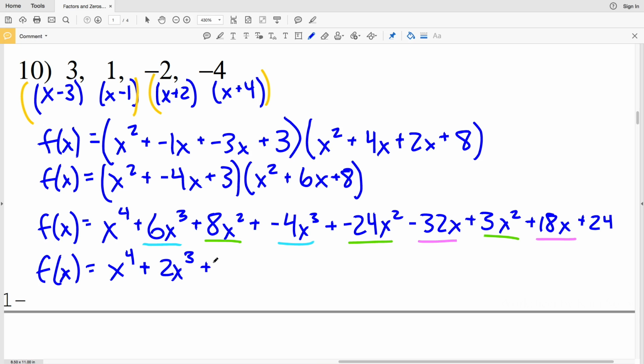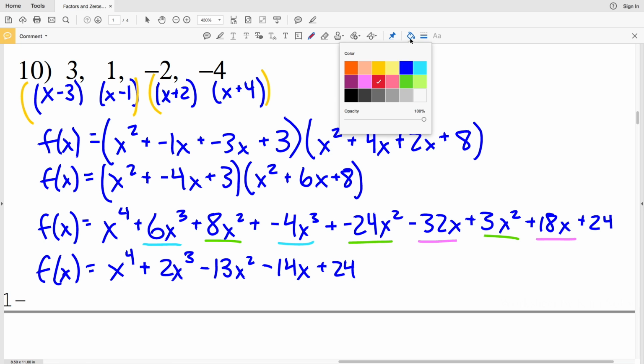Now I'll take care of my x squared values, which 8x squared, I'll add that to 3x squared to get 11x squared. However, that's going to be added to a negative 24x squared, so I'll get minus 13x squared, since 8x squared minus 24x squared plus 3x squared equals a negative 13x squared. And then I'll take care of my x to the first values, which is negative 32x plus 18x, which is a negative 14x or minus 14x. And then lastly, I'll add 24.